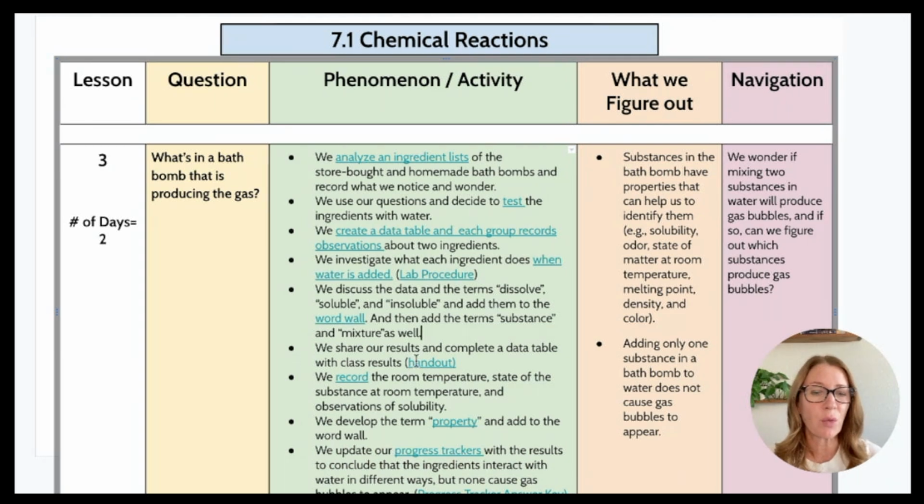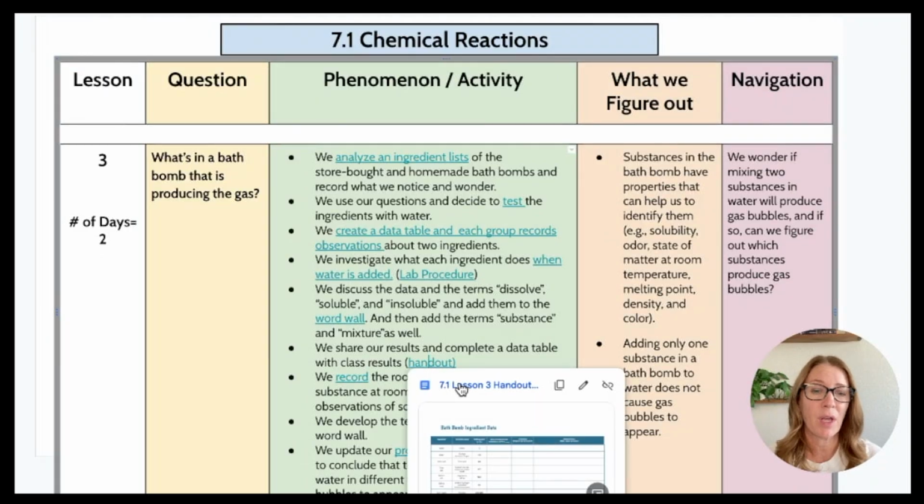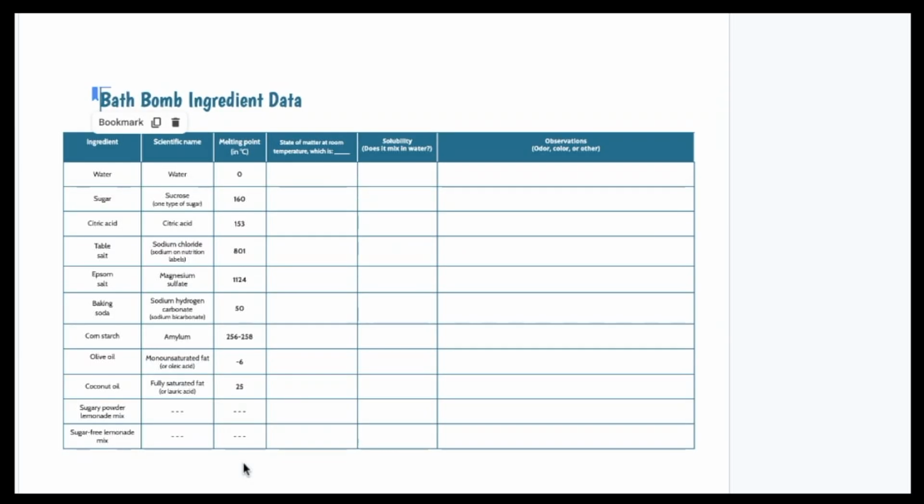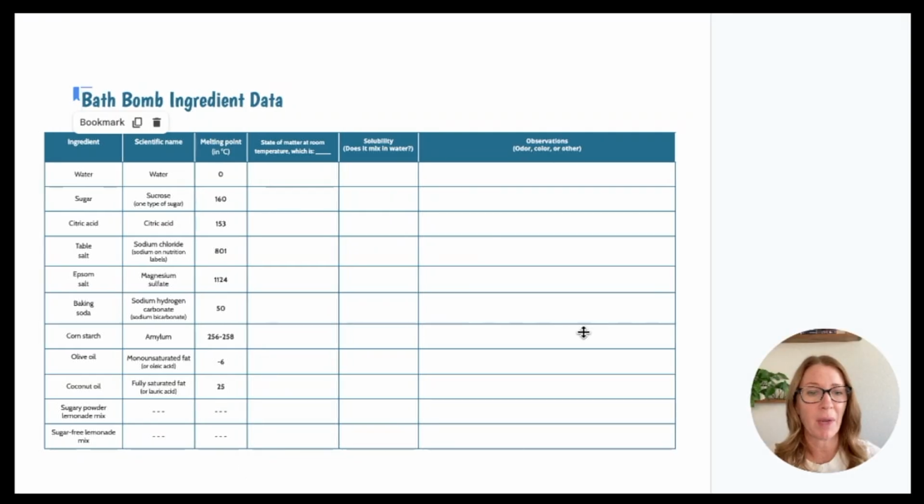Okay, we're going to share the results of our investigations and we're going to record them on a handout. Now this can be projected in front of the class and you can make a class data table. You can hand one out to each student, have them fill it out. It's up to you. It depends on how you want to do this. If you want a lot of hands-on and you want students to look at a lot of ingredients mixing with water, you might have each group do all of the ingredients.